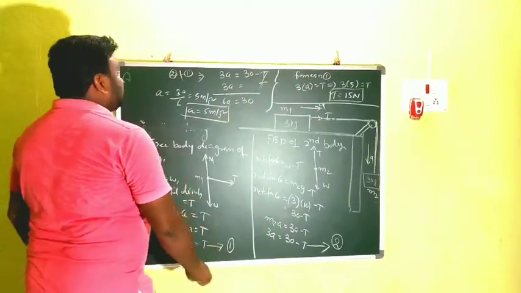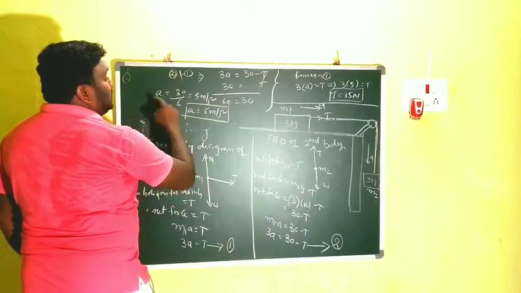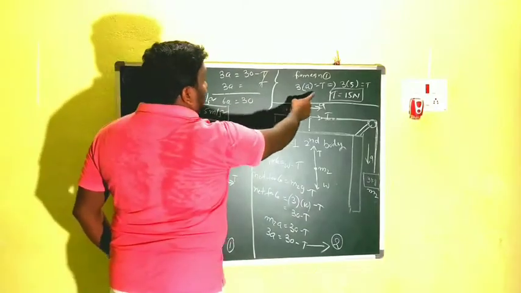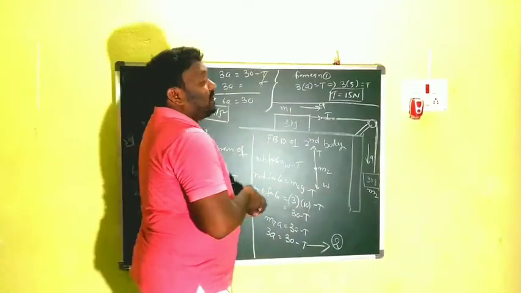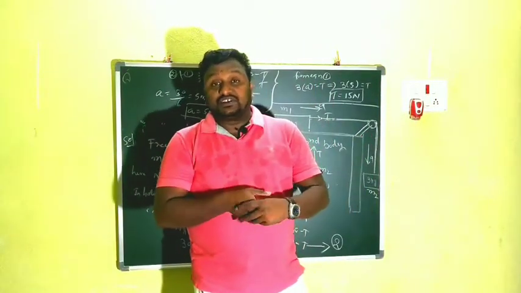Clear? After that we have to add these two equations. From that we get the a value as 5 meter per second square. And after that we substitute the a value in the first equation and we get T is equal to 15 newtons. So this is the one problem, children. I hope you understand.